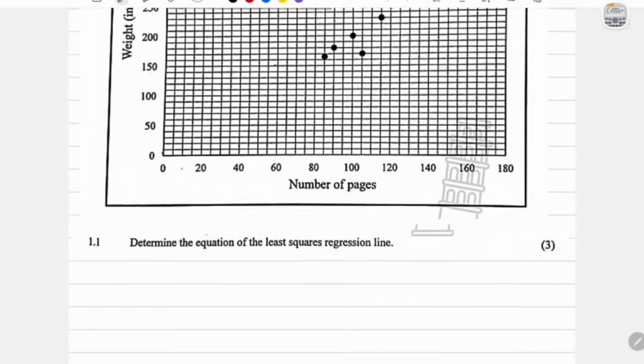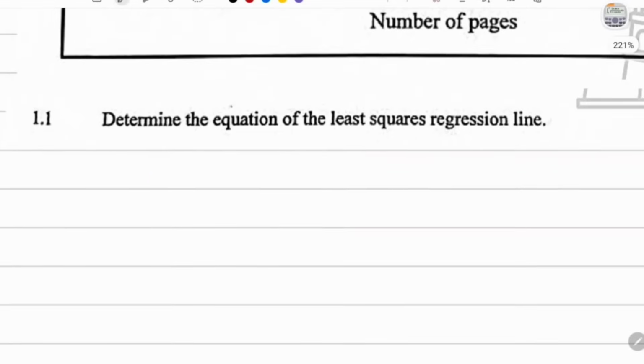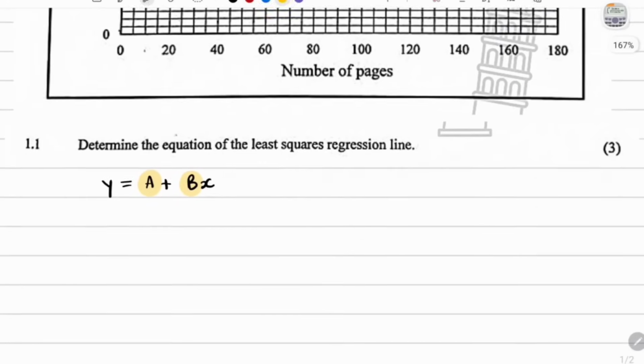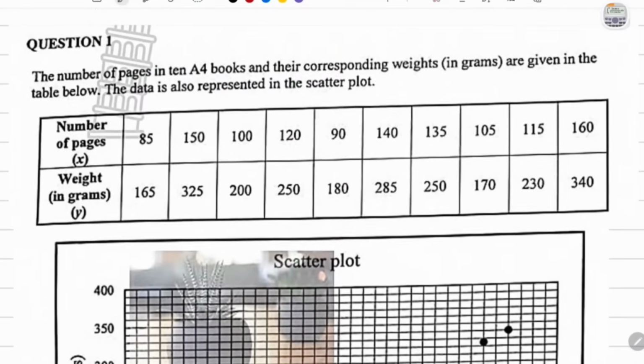So the first question says we need to determine the equation of the least squares regression line. The equation of the least squares regression line looks like this. It is y is equal to a plus bx. As you can see, it looks like the equation of a straight line, and the only things that we actually have to find are the value of a and the value of b. In order to find those, all we're going to do is use this information that we have here.